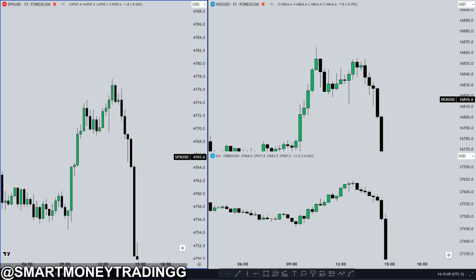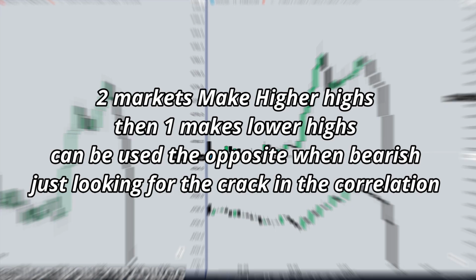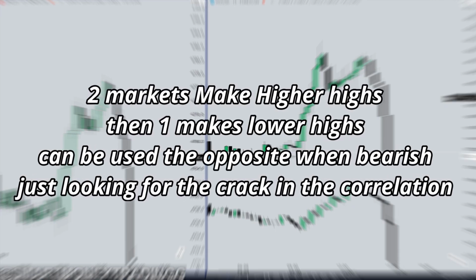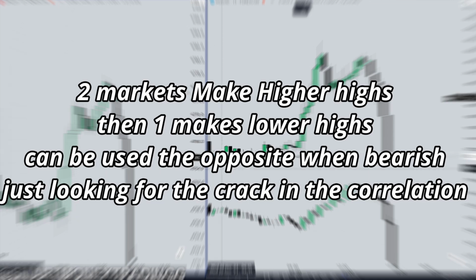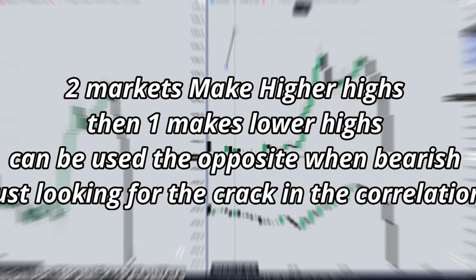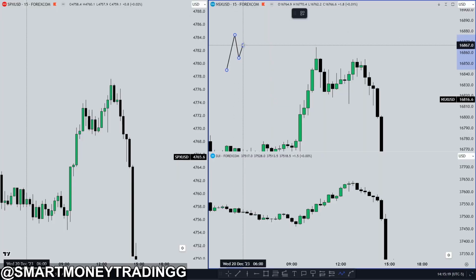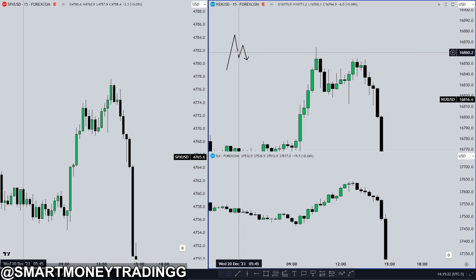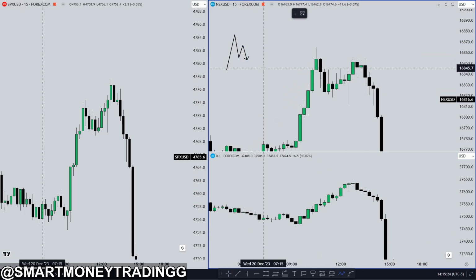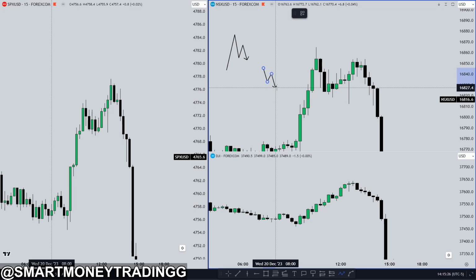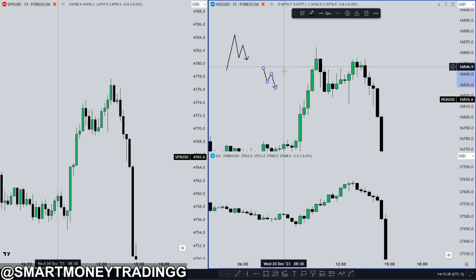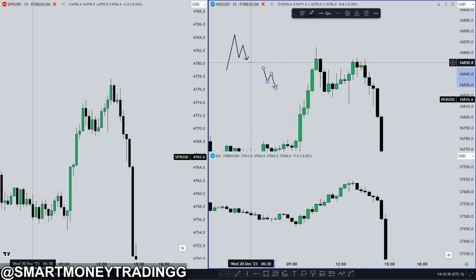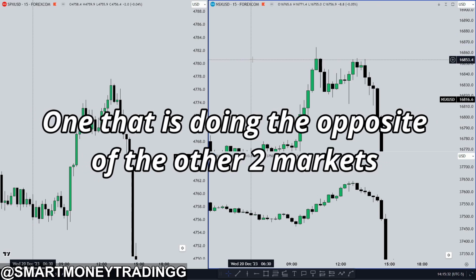When we are bearish, we look for the one that is making lower highs. What is a lower high? This is a lower high right here. It's a high, and then we eventually make a lower one like that. That is all it is. When we're bullish, we look for one that is making a lower low, and then eventually we catch back up. That's all it is, basically. Simple as that. We look for the ones that are lagging behind.